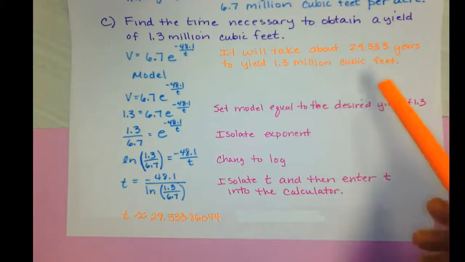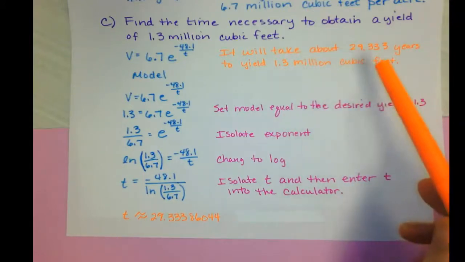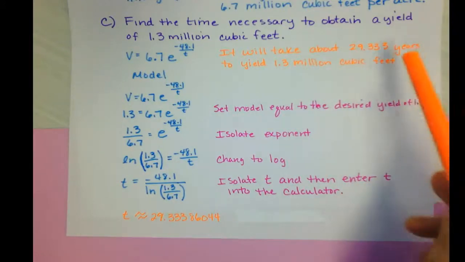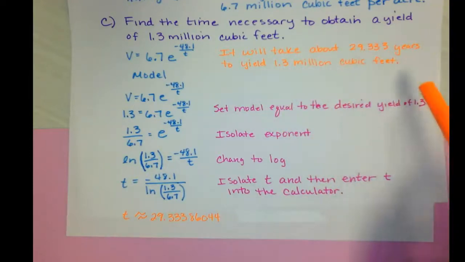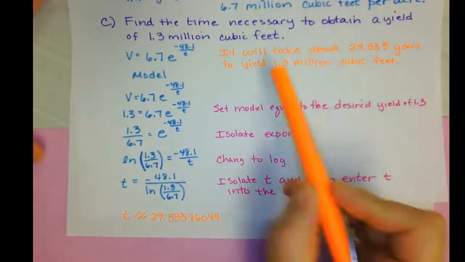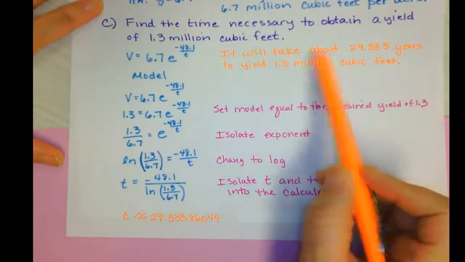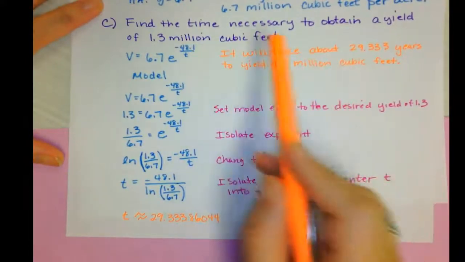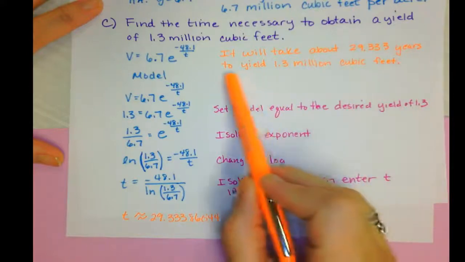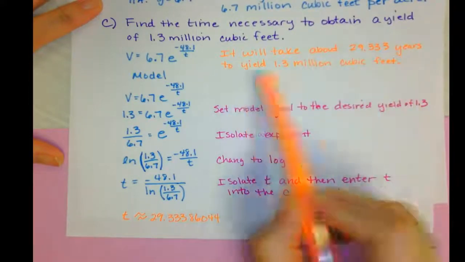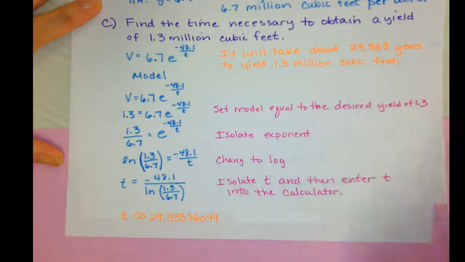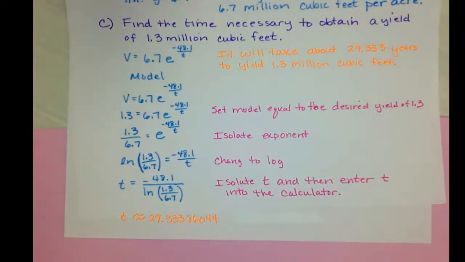So I would answer the question by saying it will take about 29.33 years, because we go to 3 decimal places, to yield about 1.3 million cubic feet. So remember, when you're answering an application problem, your answer needs to answer what was asked. It was asking about the yield and how long it would take. It told us in the original problem it wants to yield 1.3 million, so that should all be part of my final answer. It will take about 29.33 years to yield that much in cubic feet.